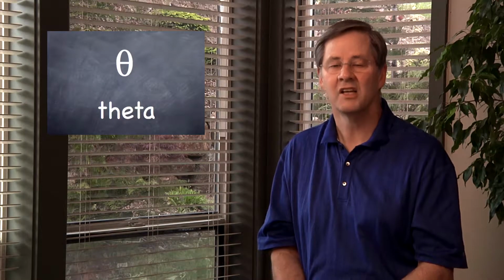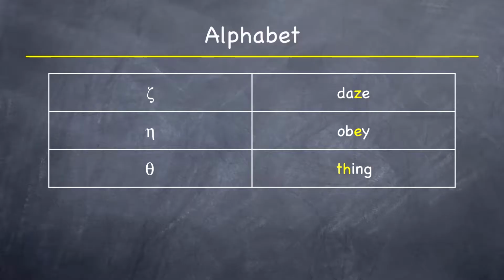All right? So let's say all of them from the beginning together. Say them out loud. Alpha, beta, gamma, delta, epsilon, zeta, eta, theta. Okay, say it again. Alpha, beta, gamma, delta, epsilon, zeta, eta, theta. Okay, very good.